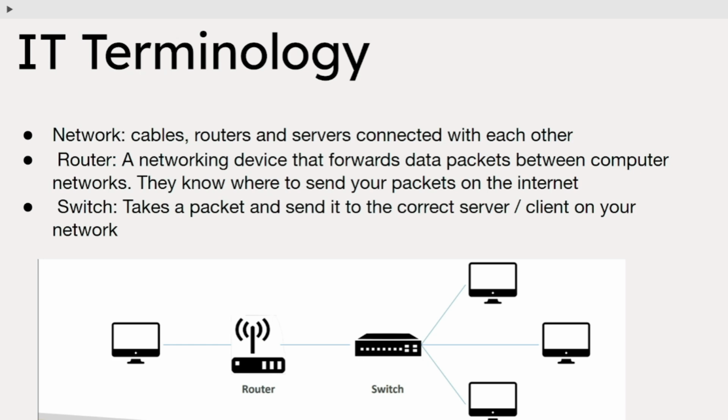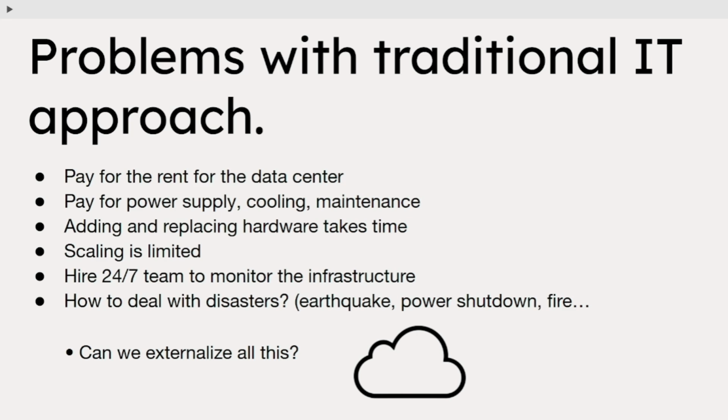So what is IT? In IT terminology, in simple terms, a network is a group of connected computers. A router directs data packets to their correct destinations, and a switch ensures those packets reach the right client or server within the network. The problem with the traditional IT approach is that traditional IT setups are expensive and slow to scale.